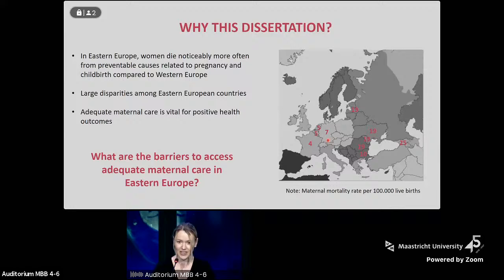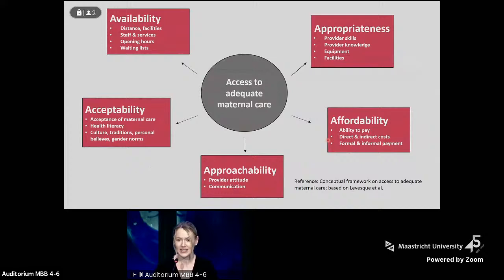Maternal care is care women receive during pregnancy, birth, and 42 days after that by their maternal care provider, which usually is a gynecologist or midwife. So the aim of this dissertation was to find out what are the main barriers to access adequate maternal care in Eastern Europe. This dissertation employed a framework which served as a base and looked at access to adequate maternal care from five aspects: availability, appropriateness, affordability, approachability, and acceptability.